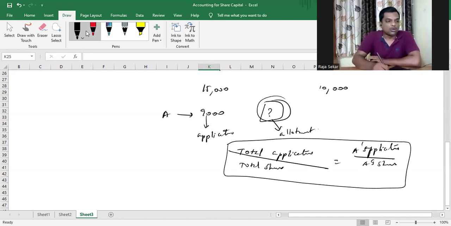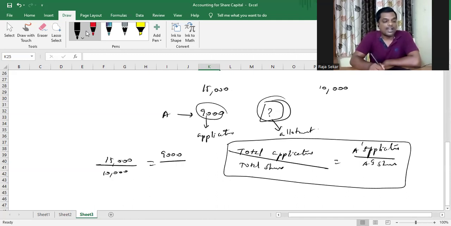For instance, the total number of applications received by the company in this case of pro rata allotment is 15,000, and the total number of shares allotted by the company is 10,000. Am I right? And A's applications, as given in the question, is 9,000. And the number of shares allotted, we do not know. That is what we have to find. So we're going to keep it as X.